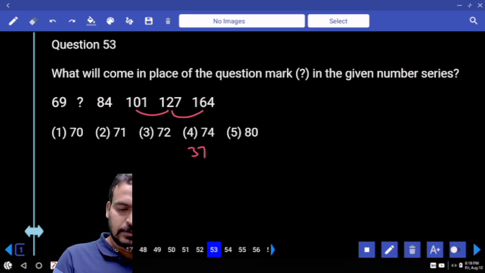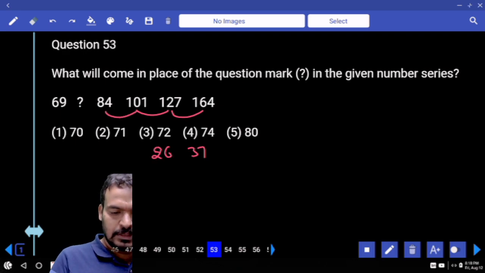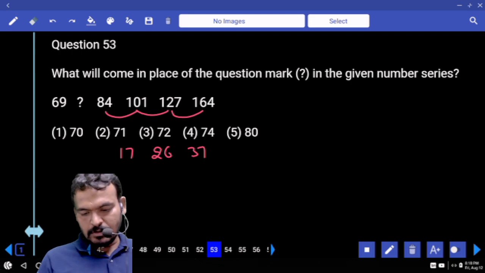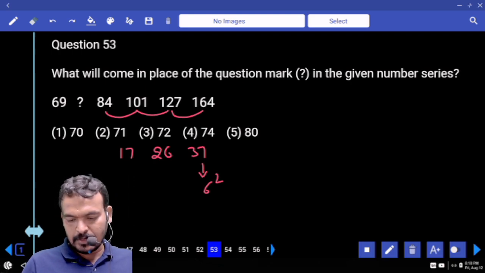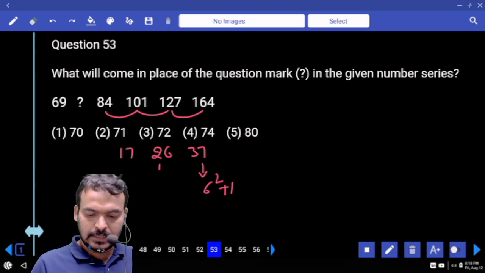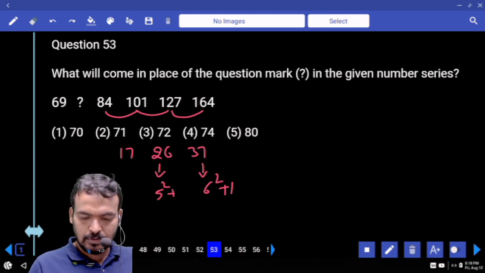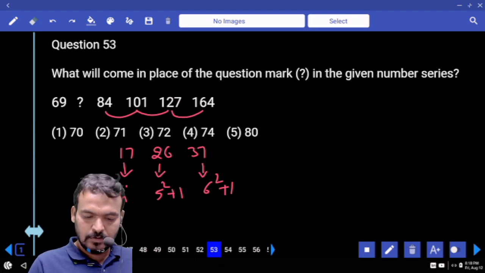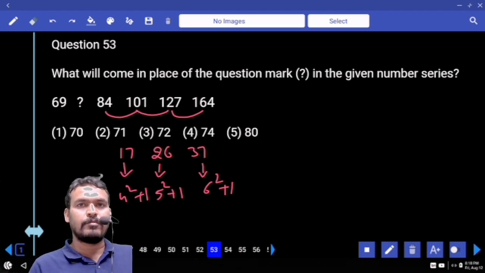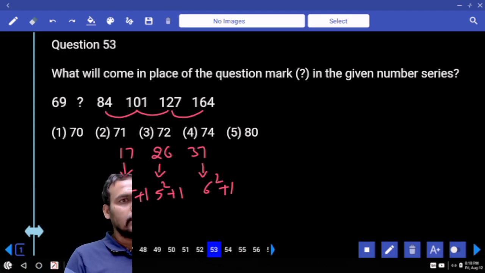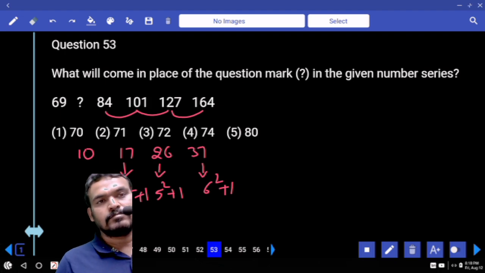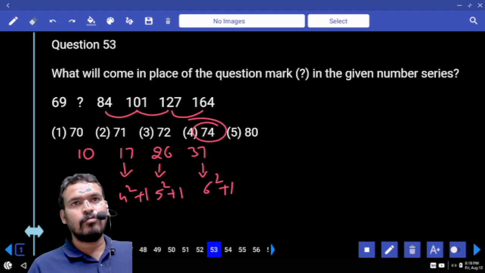37. Last 2 second, 26. 17 or not? 37 means 6 square plus 1 or not? 26 means 5 square plus 1. 17 means 4 square plus 1. Obviously previous 3, 3 square plus 1 or not? Means how much? 10. Answer 84 minus 10. How much? 74.